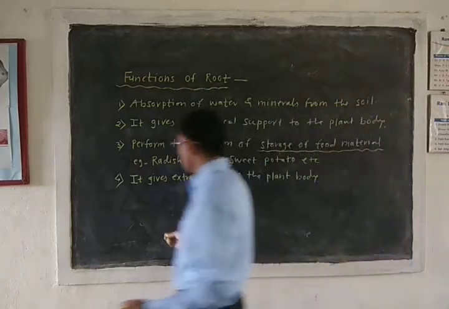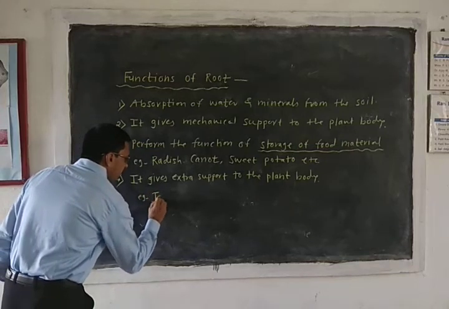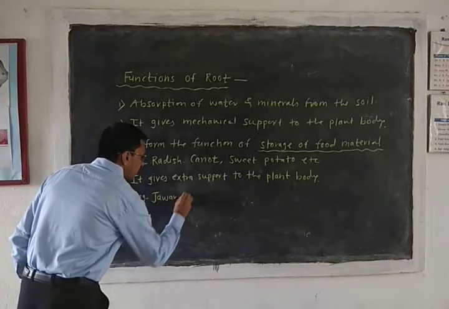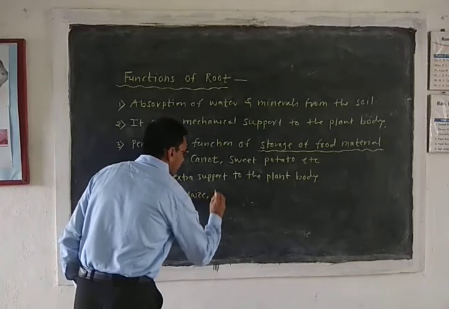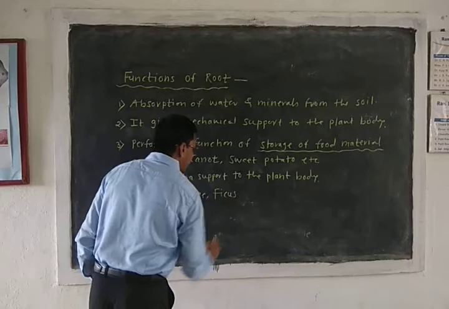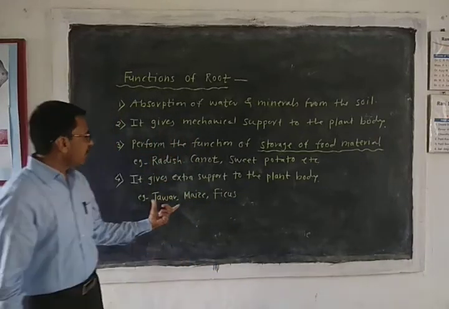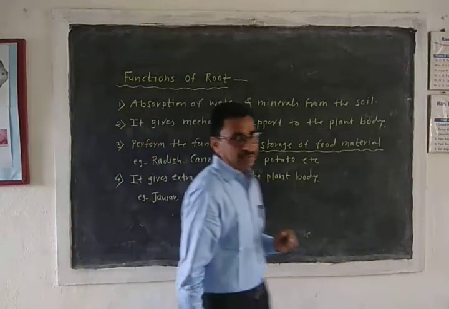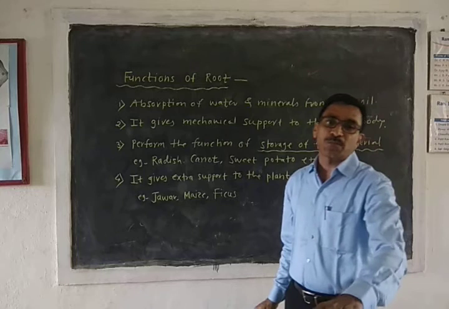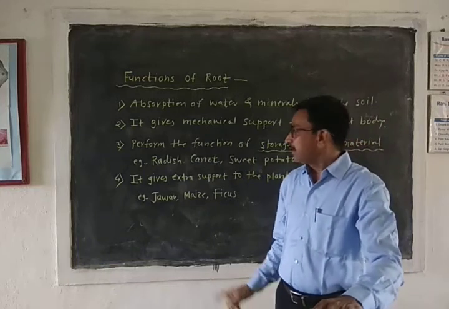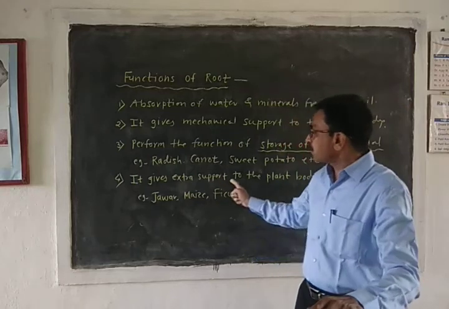Example: jowar, maize, ficus. In jowar, maize and ficus, prop roots and stilt roots are present. These prop roots and stilt roots are nothing but modifications of root. Why? Because with the help of these prop roots and stilt roots, they provide extra support to the plant body.